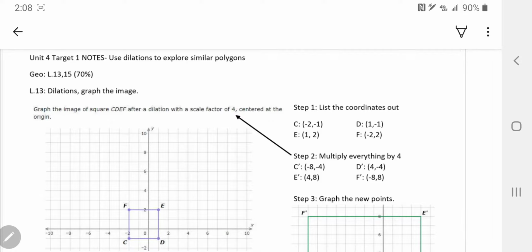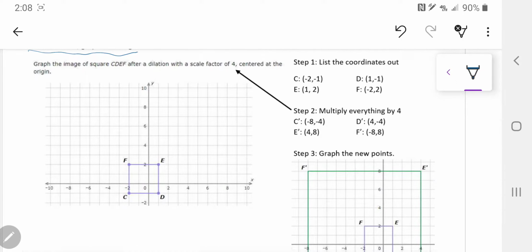Okay, so this is dilations. So we're going to do L13 and L15 getting to 70%, only to 70, you don't have to go all the way. And L13 is dilating the graph of the image. Now these are very repetitive, so I'm only going to show you one example, but they're all the exact same thing. Even if it's a different shape, it's still the same thing.